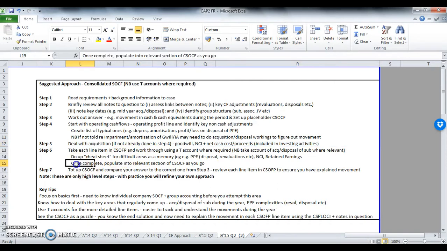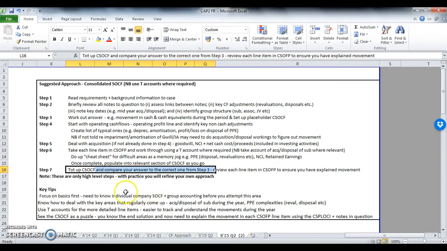Finally then, as you do each line item, populate into the relevant section, so whether it goes in investing activities or financing activities. And finally then, tot up your SOCF and compare to step 3, because remember we know what the answer is. And if it's not coming out, then go down through each line item in the statement of financial position and just make sure you've explained that movement, each of them. Because sometimes students forget to explain the retained earnings movement or forget the ordinary share capital line. Just watch out for them as you go down the line.